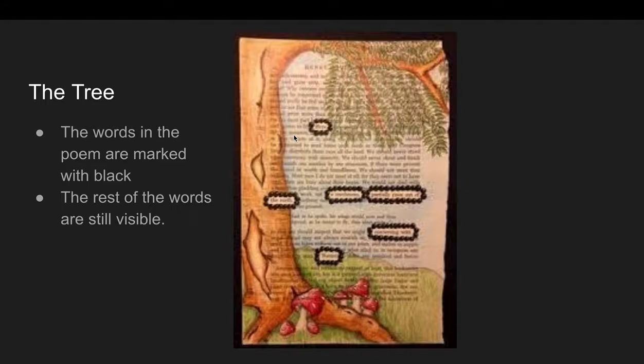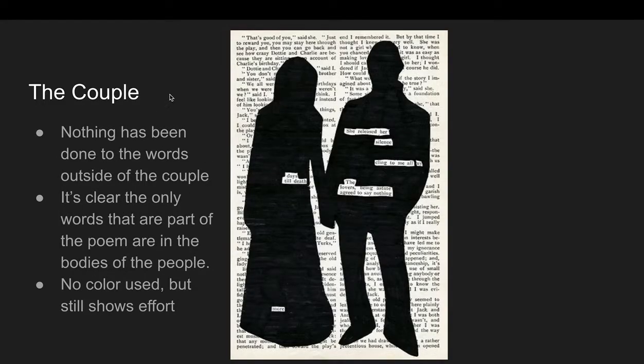This one is The Tree. So words in the poem are marked with black. The rest of the words are still visible. And this is kind of what your poem should probably look like, since we're only using Google Doc, not actual paper. But nothing has been done to the words outside of the couple. It's clear the only words that are part of the poem are in the bodies of the people. No color was used, but it still shows effort.